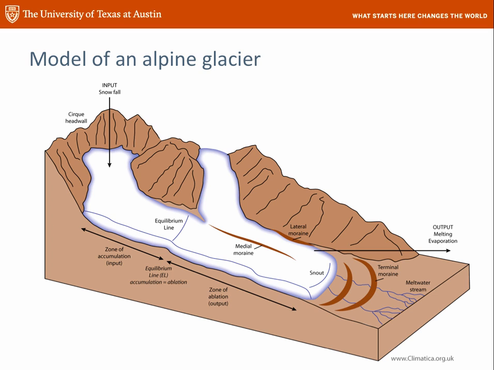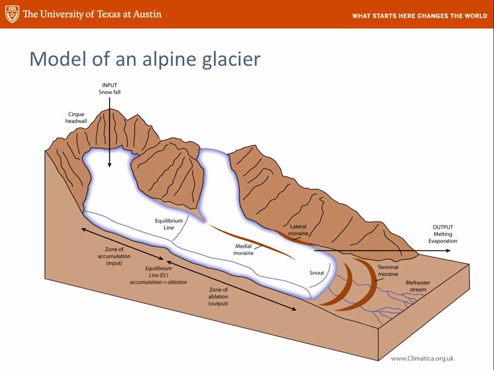Down near the bottom, or the toe of the glacier, sometimes the snout of the glacier, we have an area where the glacier is shrinking, where ice is disappearing by melt or by sublimation, actually going directly from the solid into the gas form. And this is called the zone of ablation. This is where the glacier is shrinking. Somewhere in between the two, there's an equilibrium line where the glacier is neither growing nor shrinking.